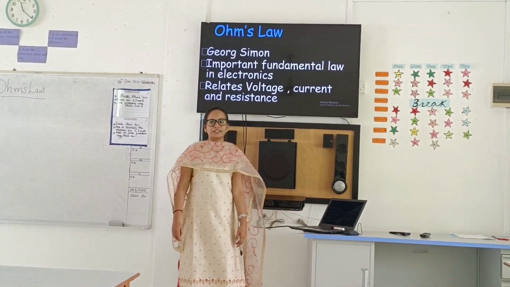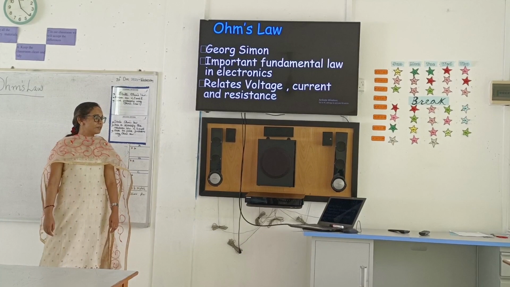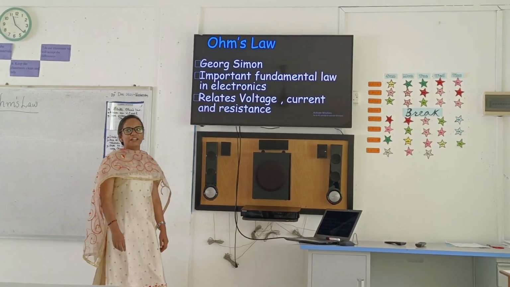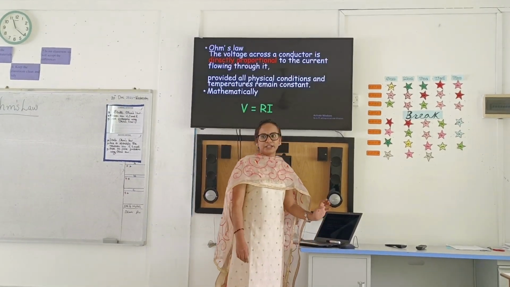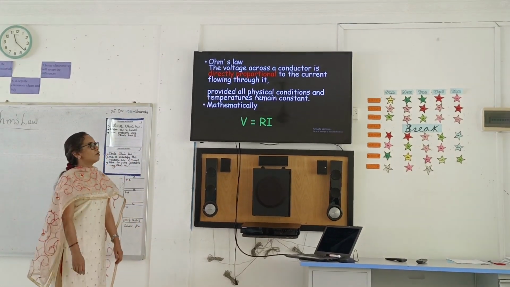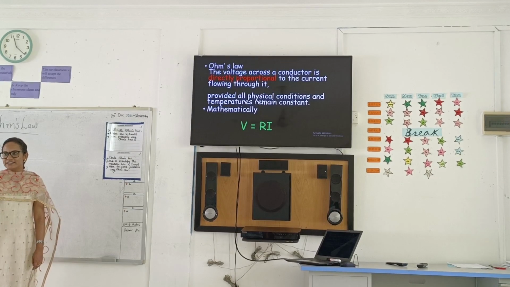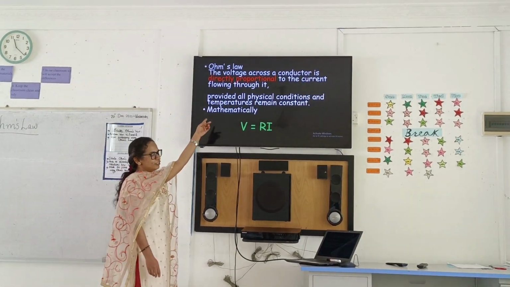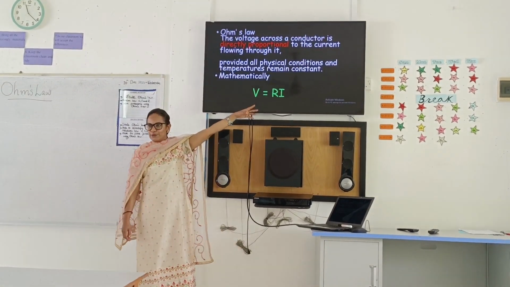So Ohm's law was first stated by George Simon. He was the person who identified the relationship between voltage and current, and it was one of the fundamental laws in electronics. Let's check what is Ohm's law. Ohm's law states that the voltage or the potential difference across a current carrying conductor is directly proportional to the current flowing through it. Voltage is directly proportional to the current flowing through it.